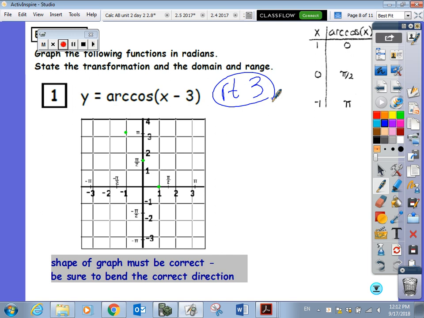Remember, transformations go in PEMDAS order. Parentheses, exponents, there are no exponents, multiply, which would be reflect over the x-axis, and then add and subtract, which would move it up and down.